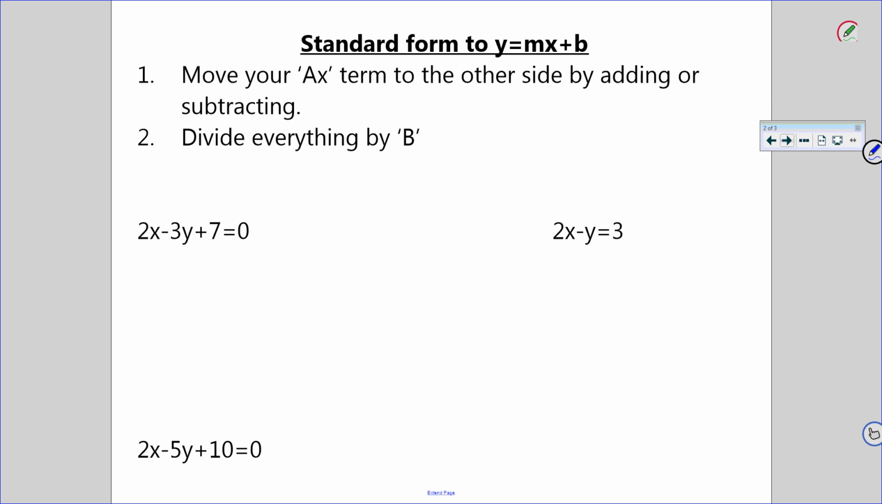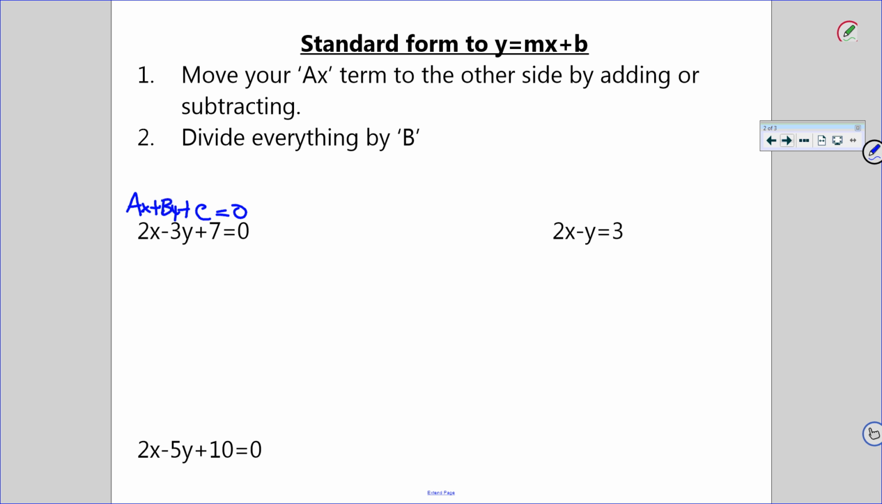So I've broken down the steps here into two. This one's actually kind of easy. And again, you've already done this. Step 1 says move your ax term to the other side by adding or subtracting. And we know that from solving equations because we are always going to perform the opposite. Step 2 will be divide everything by b. And again, remember, b is just a number. So if I write my standard form here, here's ax plus by plus c equals 0. That's standard form.